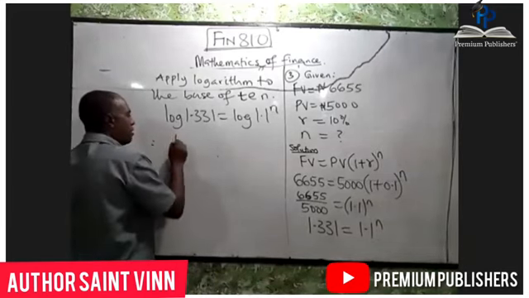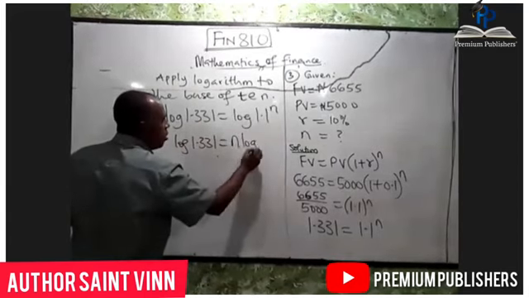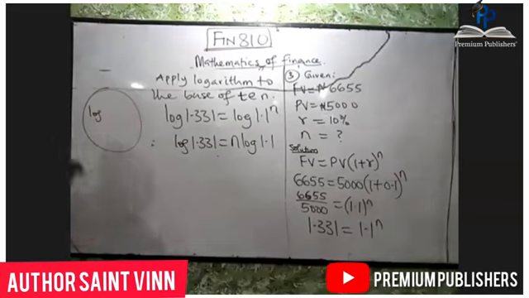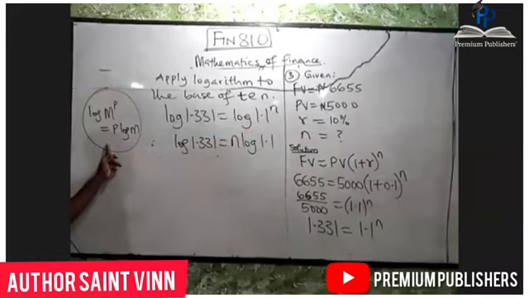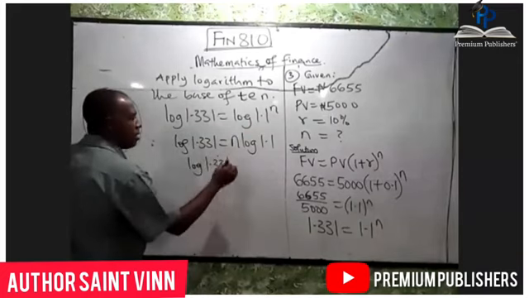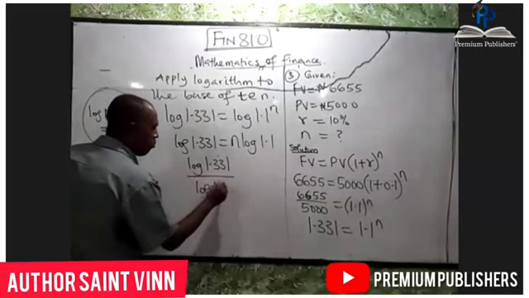Now, we'll do like this: 1.331 repeated. This n, the n will come down. Logarithm of 1.1. We are relying on this law of logarithms that says logarithm of m raised to power p is equal to p log what? m. So that is why when this power was up, it came down because of this law of logarithms. And from all indication now, we say log 1.331 equals n, the coefficient here, times logarithm of 1.1.